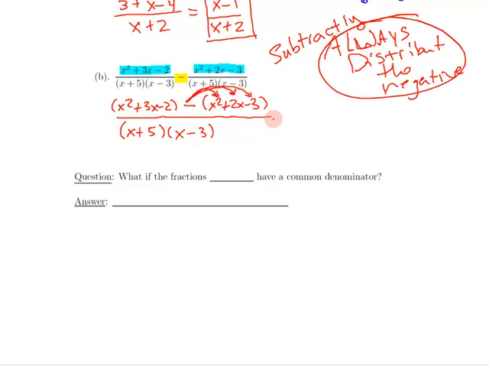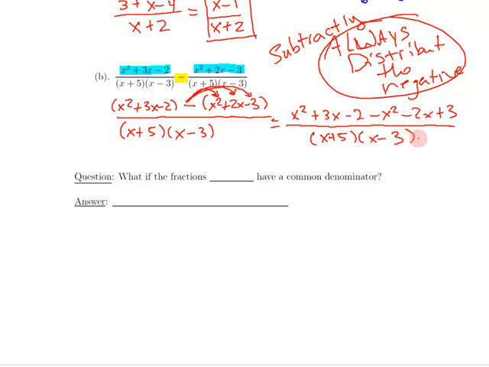Okay, so in our case, the numerator now looks like this. We're going to have an x squared plus 3x minus 2. Now if I take a minus and an x squared, I get minus x squared. Minus and a 2x is minus 2x. And minus and a minus 3 is plus 3. All divided by x plus 5, x minus 3.